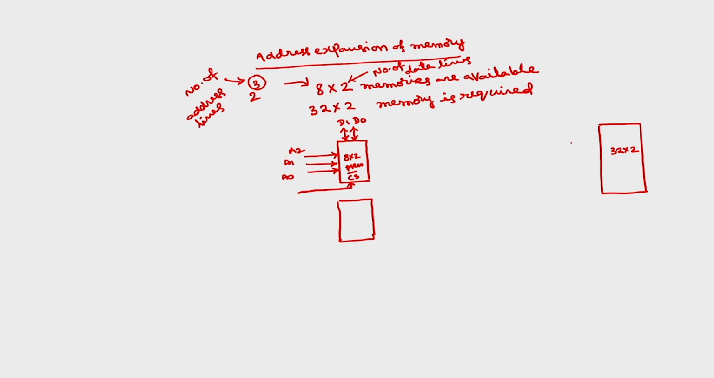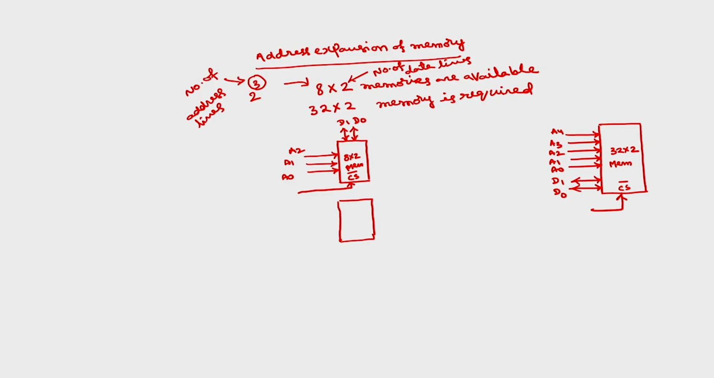So, the 32 by 2 will have how many address lines? We have 5 address lines, A4, A3, A2, A1 and A0, 2 bidirectional data lines D1, D0, and 1 chip select signal available as an active low signal. This is the 8 by 2 memory. Okay. So, here we have 5 address lines, here we have 3 address lines.